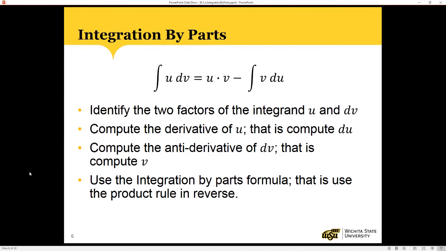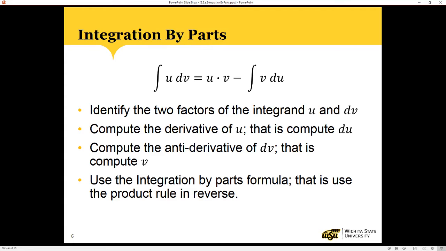This gives us the integration by parts formula. How do we integrate the product of u and v prime, or just dv? We identify the two factors in the integrand, u and dv. We compute the derivative of u, that is, we compute du. We compute the antiderivative of dv, that is, v, and we use the integration by parts formula. That is, we use the product rule in reverse.